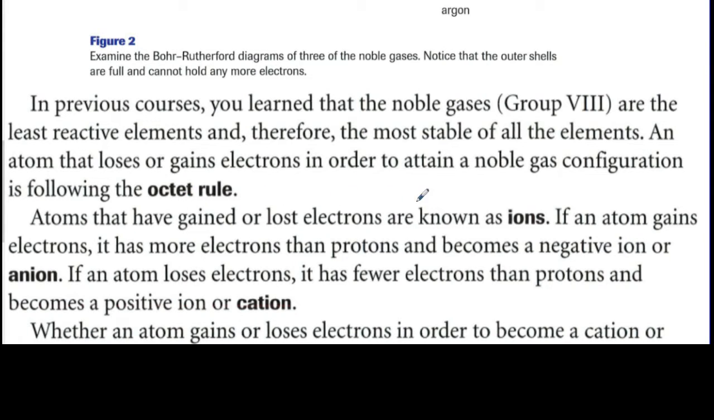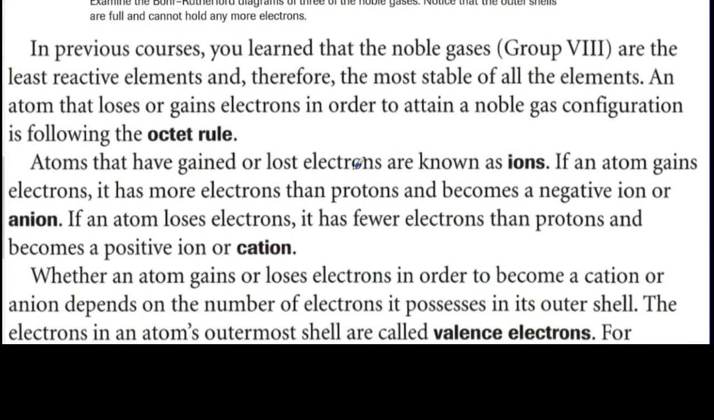Atoms that have gained or lost an electron, so remember we talked about how it always has to have the same number of protons and electrons. If it doesn't, then it's known as an ion. If an atom gains an electron, it has more electrons than protons and becomes a negative ion or an anion. If an atom loses an electron, it has fewer electrons than protons and becomes a positive ion or cation.